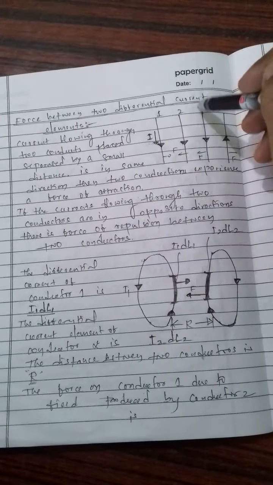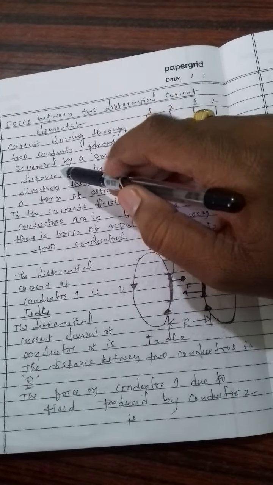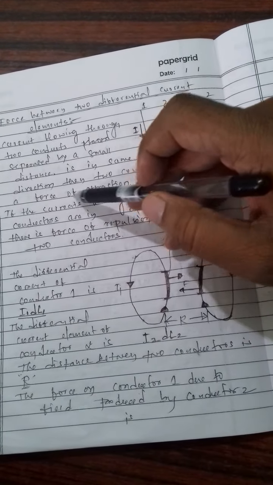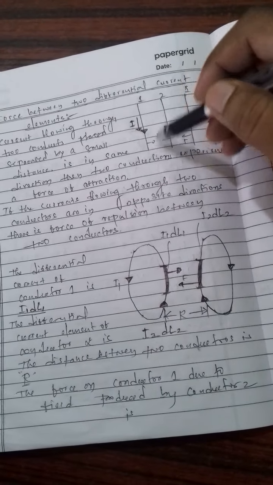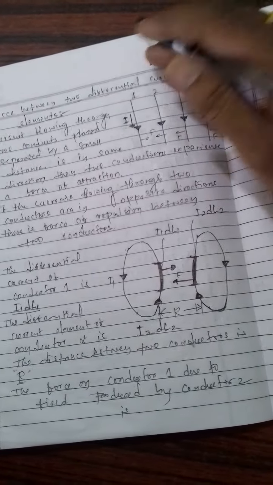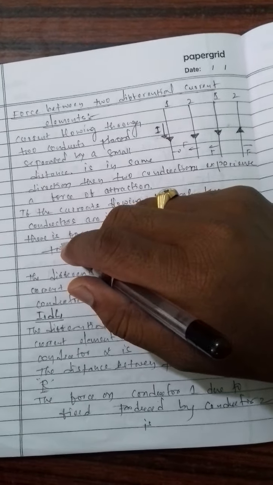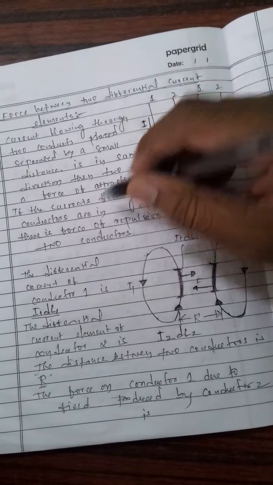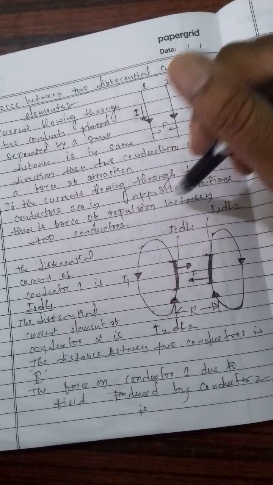Force between two differential current elements. If the current flowing through two conductors placed separated by a small distance is in the same direction, then the two conductors experience a force of attraction. If the currents flowing through the two conductors are in opposite directions, then there is a force of repulsion between the two conductors.